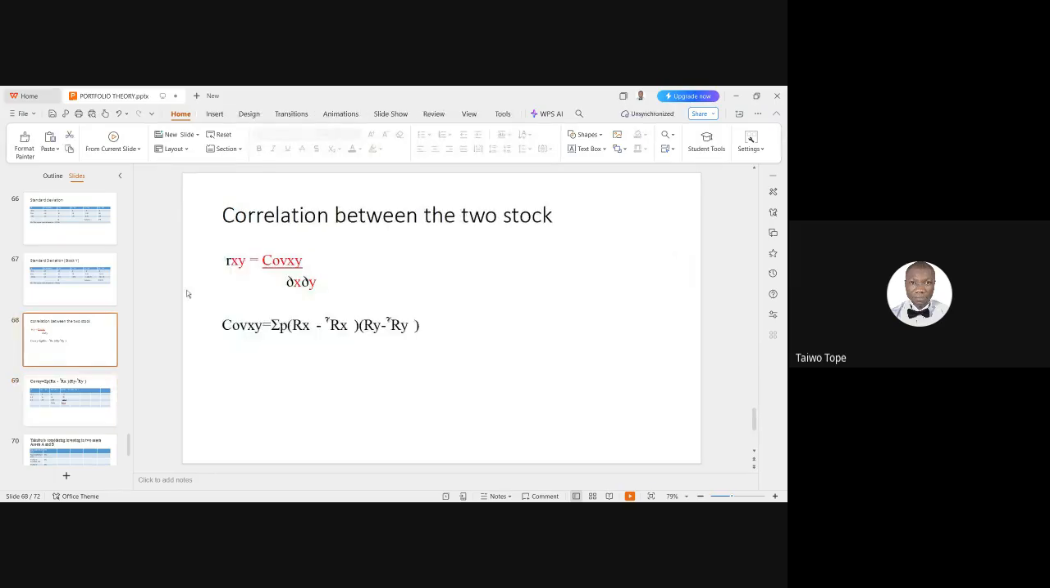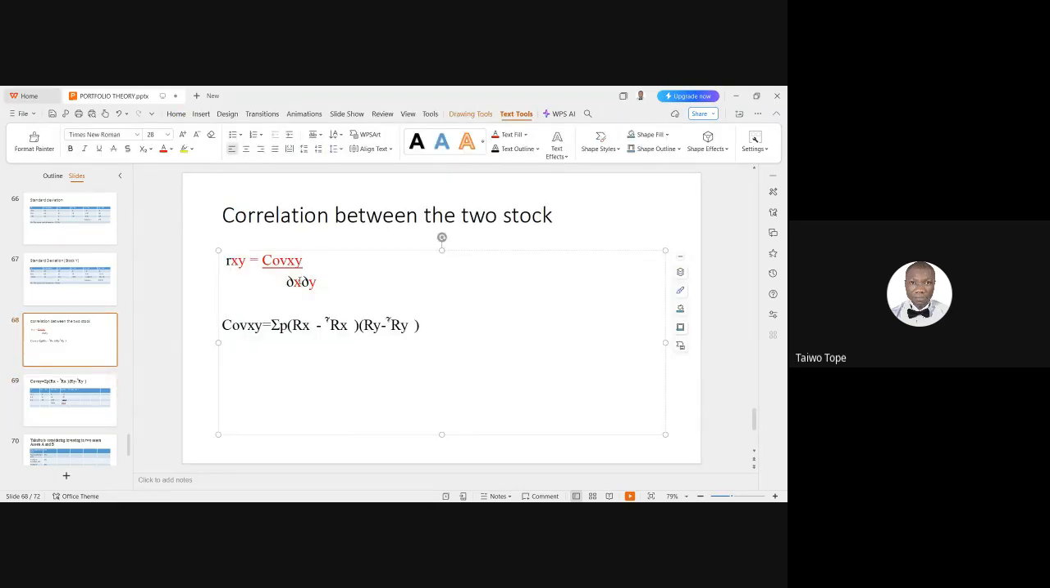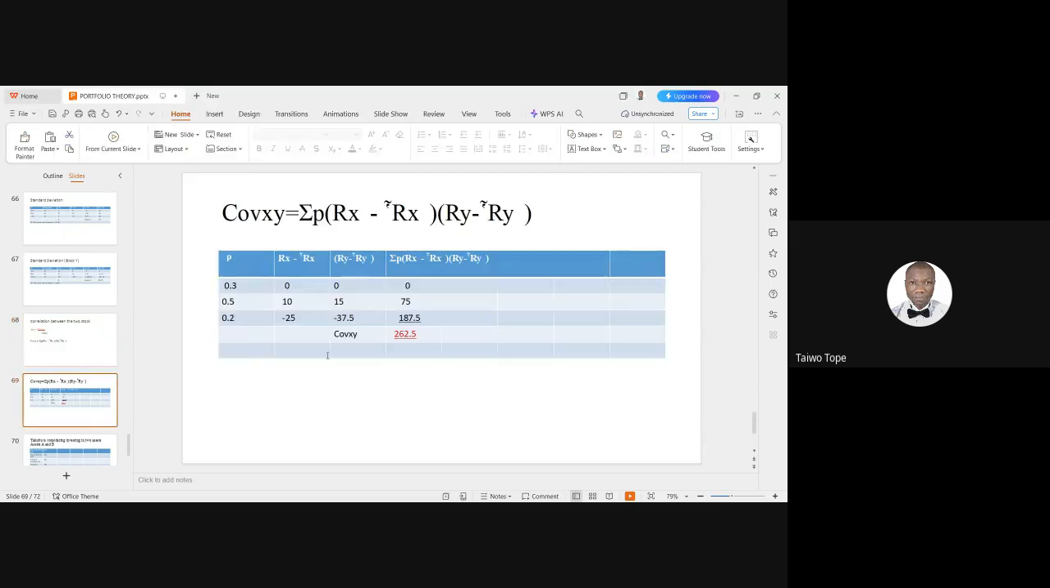Coming back to the formula, you've derived the covariance of X and Y. This is the standard deviation of X, right? This is the standard deviation of Y. Do you have them already? Yes, sir. Fine. Just for us to substitute so that we can get our correlation coefficient.